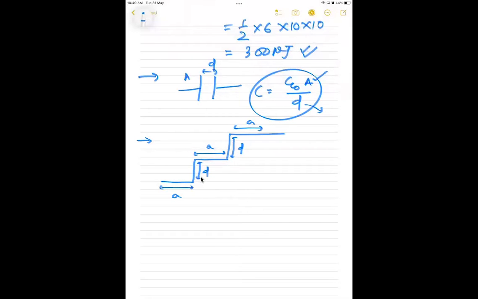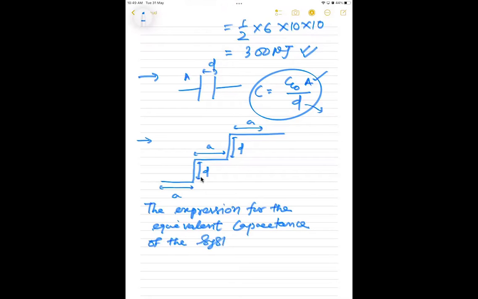Understood? Right. So here he is asking the expression for the equivalent capacitance of the system shown above, right? And student, here A is the area of cross section of the plate.